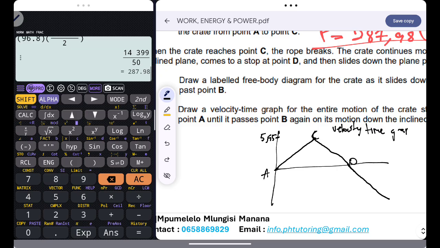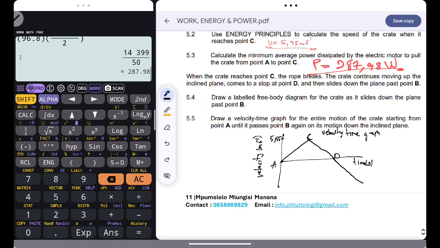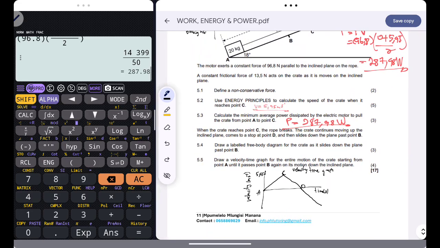Then do write this is the time in seconds, and then we have the change in velocity in meters per second. Yeah, that's how, guys, we're supposed to tackle this question over here.